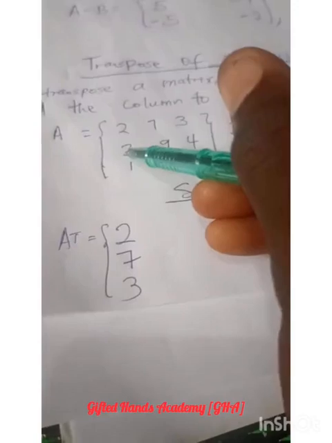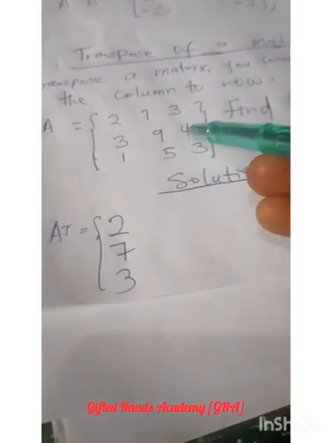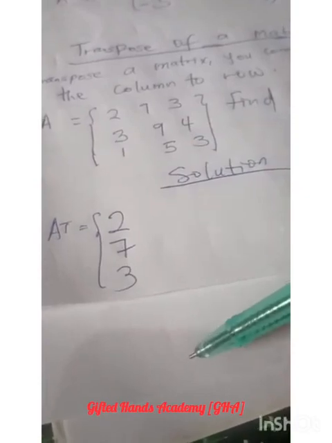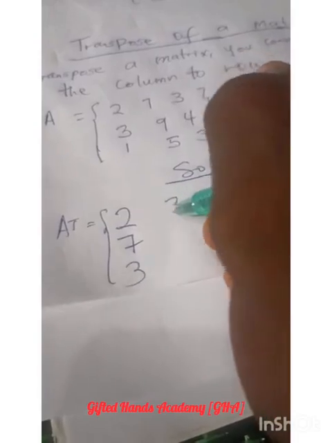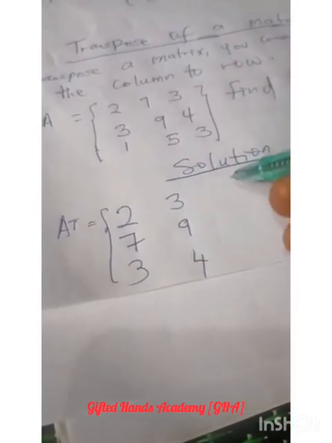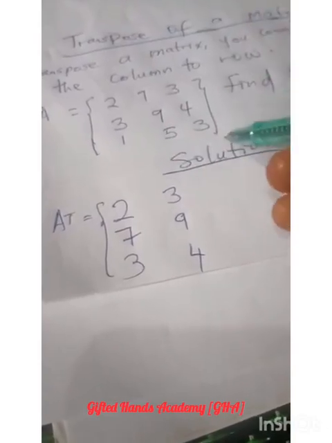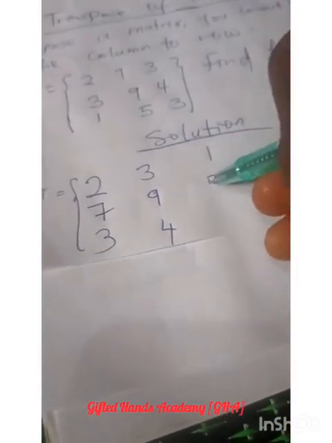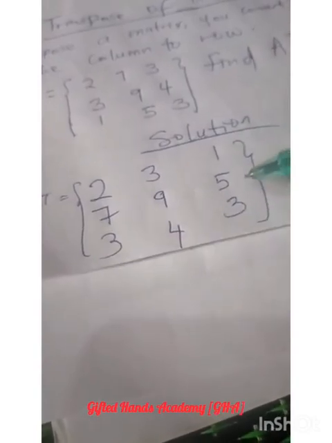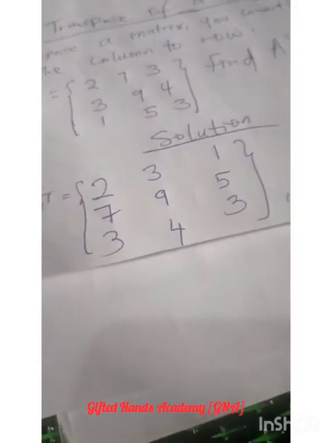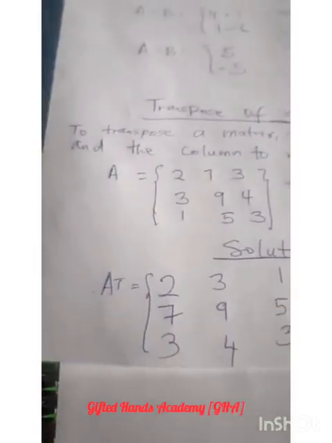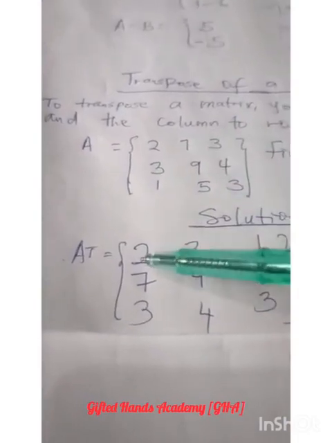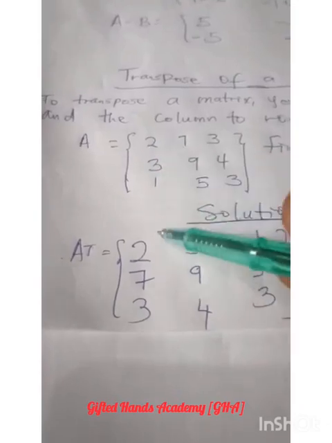Then I'll move to the next one, 3 9 4. I'll make it to be in column instead of row. So this will be 3 9 4. Then the last one is 1 5 3. I'm changing this row to column. So it will be 1, 5, 3. As simple as ABC. So this is A transpose. Can we see that? All the rows have become columns and all the columns have become rows. So let's look at another example under transpose of a matrix.